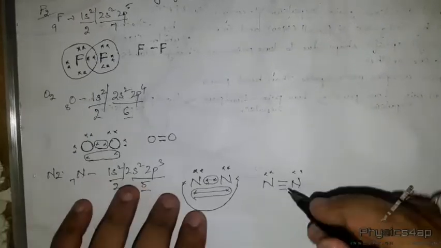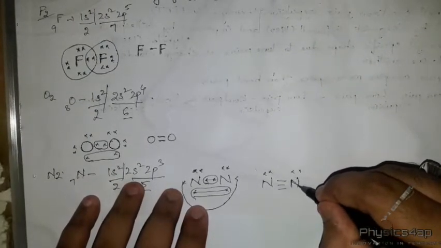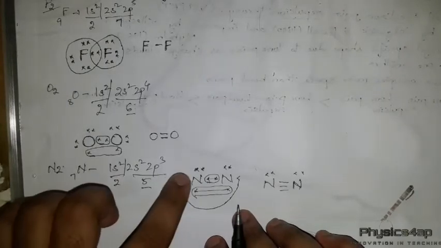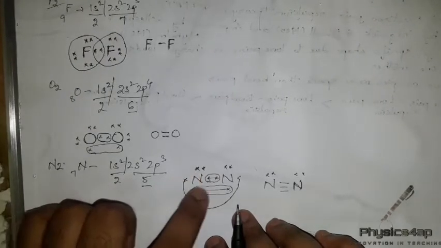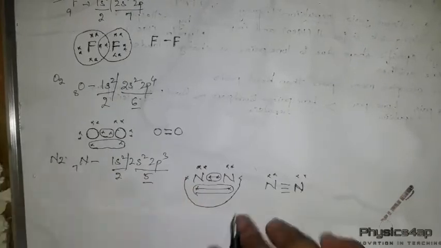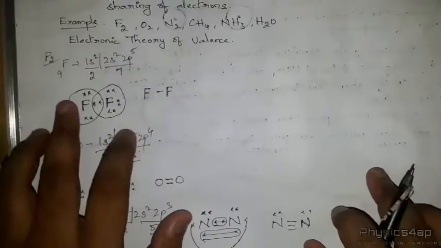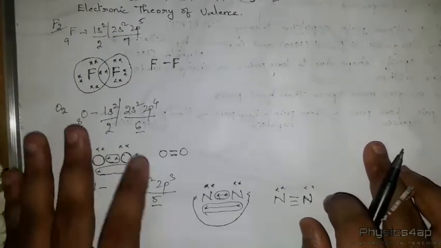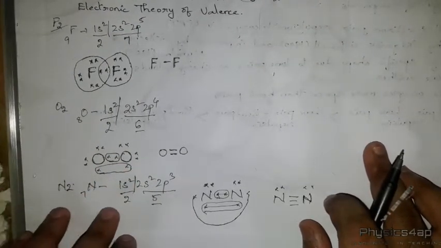Nitrogen has only one lone pair, that is, one pair of electrons and three lone electrons. So this is about F2, this is about O2, and this is about N2. That is the F2 molecule, O2 molecule, and N2 molecule.